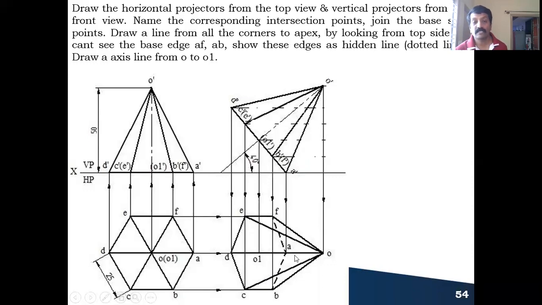D to O visible edge is there. Even if I want to draw a dotted line, I can draw it here, but I cannot see that. Okay, A to O is also a hidden edge. So this completes the second position, top view.